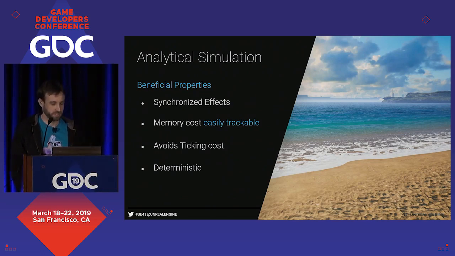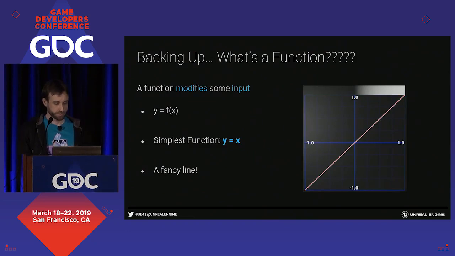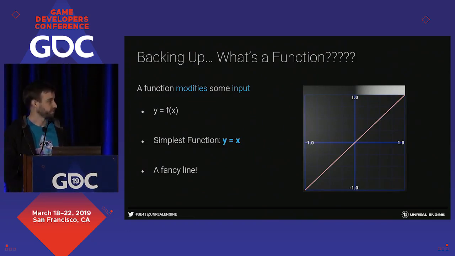And another side benefit is that this stuff can be made entirely deterministic, so you can scrub forwards and backwards and always get the same result. And that's still something that is hard to come by even in recent tools such as Niagara and Cascade inside of Unreal Engine. So backing up a little bit, what exactly is a function when I say that?